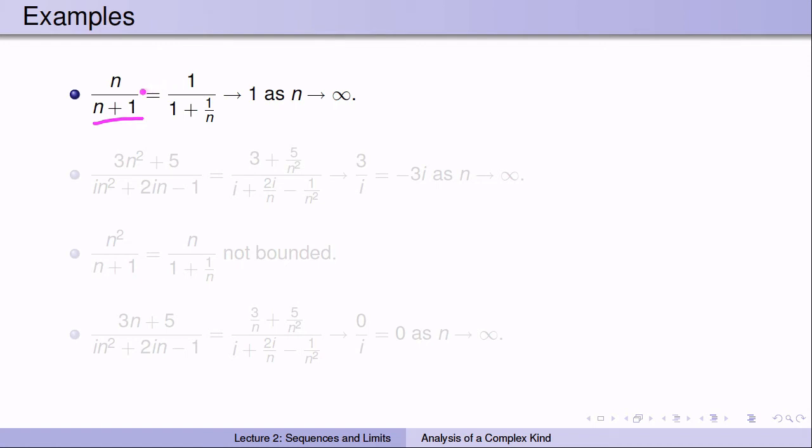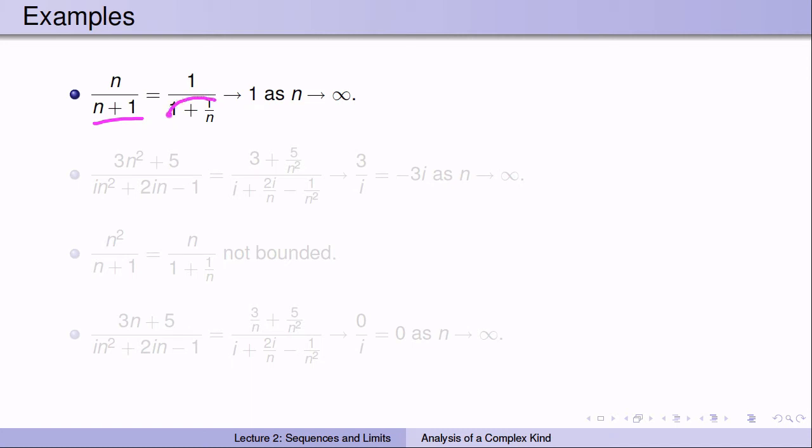But we can pull an n out of both numerator and denominator. And if we do that, the numerator becomes 1, and the denominator becomes 1 plus 1 over n. And all of a sudden, we find ourselves with a constant sequence in the numerator, which obviously converges to 1 because it's constant. And the denominator has the sequence 1 over n, which we know converges to 0. We add to that the number 1, which is a constant sequence, which is converging to 1. So the denominator converges to 1. 1 divided by 1 is 1, so the whole sequence converges to 1.